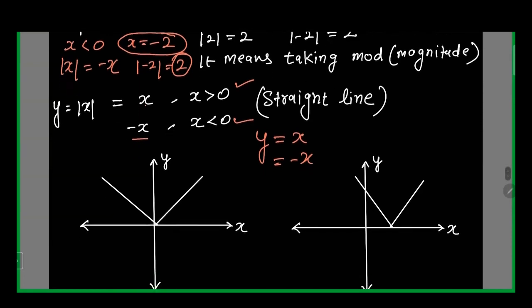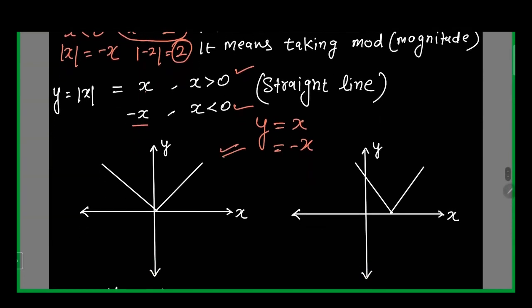If you plot these linear equations on the graph, you can put in the values of y, and you will clearly see that you get a graph like this. So this is how your modulus function graph looks.